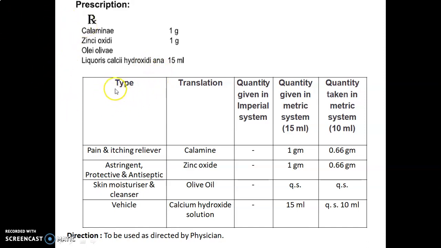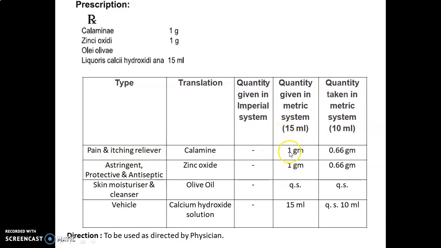So this is the formula table. Type means the category, use or role of the ingredient; then the name of the ingredient; the quantity given in the imperial system is not given. We have the formula directly in the metric system. So quantity given in the metric system for preparing 15 ml, and quantity taken in the metric system to prepare 10 ml. First of all, calamine, which is used as a pain and itching reliever.